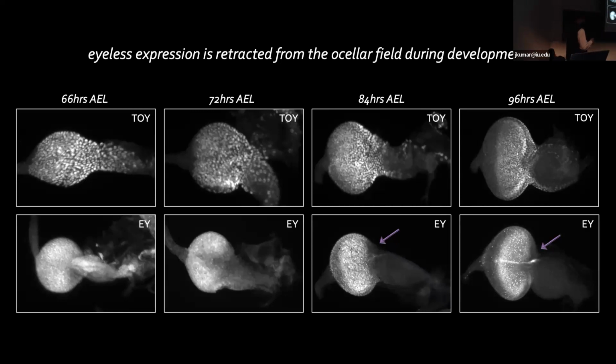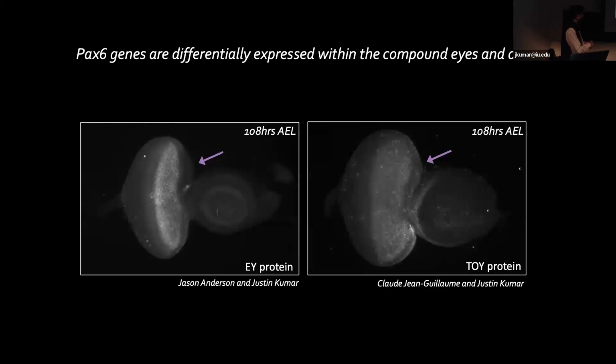In contrast, if you look at Eyes Sus, it does start off uniformly. It gets retracted as twin of eyeless does, but you can see that it starts to actually retract from that ocellar domain as well, so that by the end of the third larval instar, there's a clear zone where Eyes Sus protein is no longer there, and this is where the 2 ocelli will develop, but twin of eyeless remains. So we were interested to know why is Eyes Sus on early, and why does it actually get retracted during development?